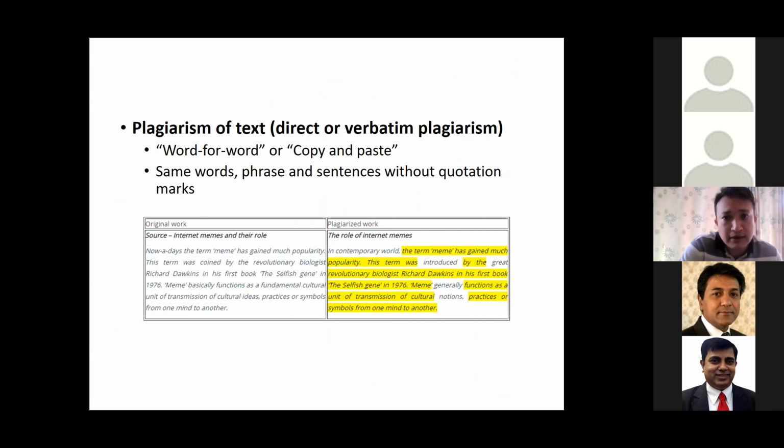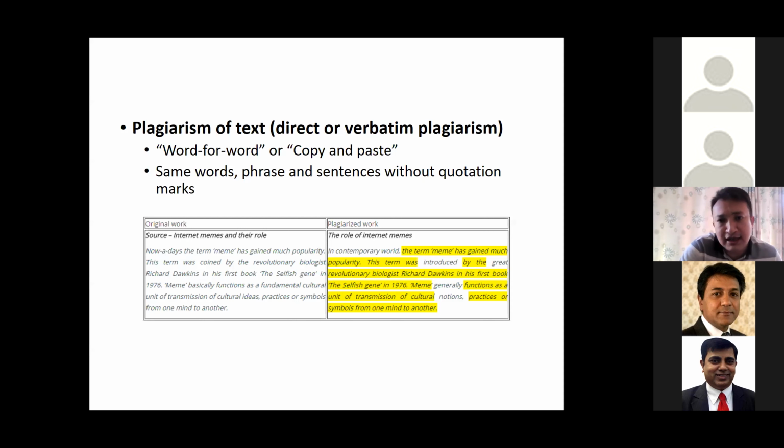Another plagiarism type is direct or verbatim plagiarism, also known as plagiarism of text. What kind of plagiarism is this? You copy and paste with some changes of phrases or sentences, and you have not used quotation marks. It is one level less serious than complete plagiarism, but this is also a serious kind of plagiarism: except for changing a few words or phrases, the rest is the same.